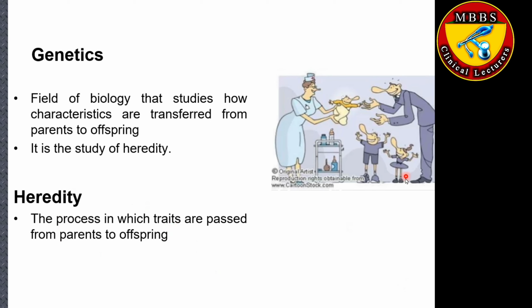So you can see in this picture, this is a father and he has 3 children. Can you note some characteristic or a trait which is common between the father and the children? Yes, the nose. See, the father has a long nose and all the 3 children have the same character. They have inherited this trait of long nose. So this is heredity, in which the characters or the traits are passed from parents to offspring.